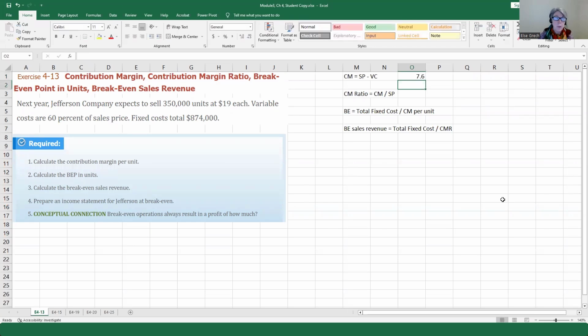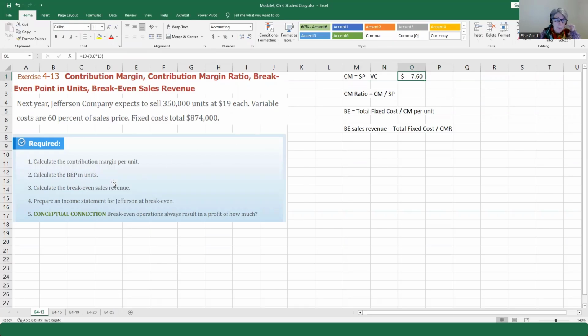And the contribution margin here is $7.60. I'm just going to make that into dollars. So again, understanding this formula is really important. And again, we can calculate it per unit. We can also calculate it in total. But if we're going to calculate the break-even point, we need it per unit. So that's why I did it per unit.